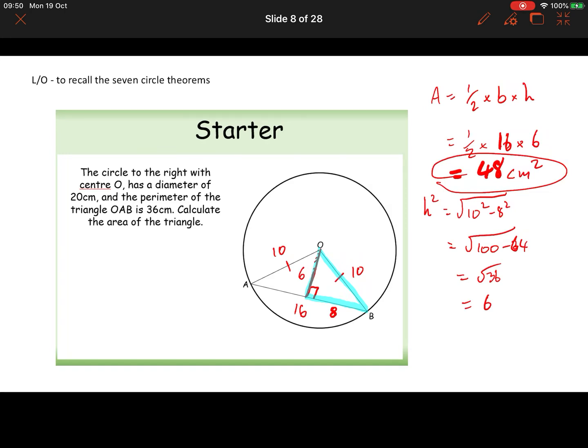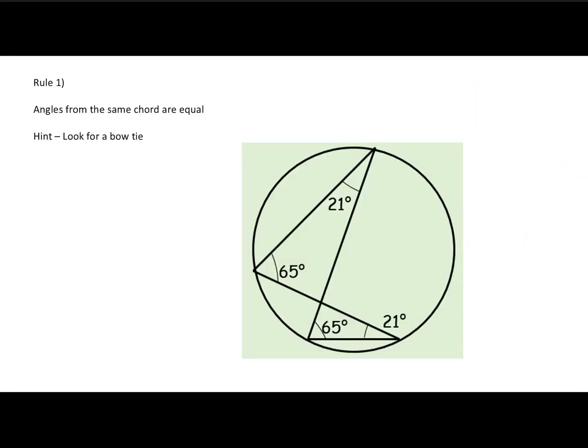What I'm going to do now is go through the 7 circle theorems that you have to know. The clue's in the name. This is all about angles made from facts about circles, so these are all angles inside circles. Now the first rule you need to know, and this is how you describe the rule.